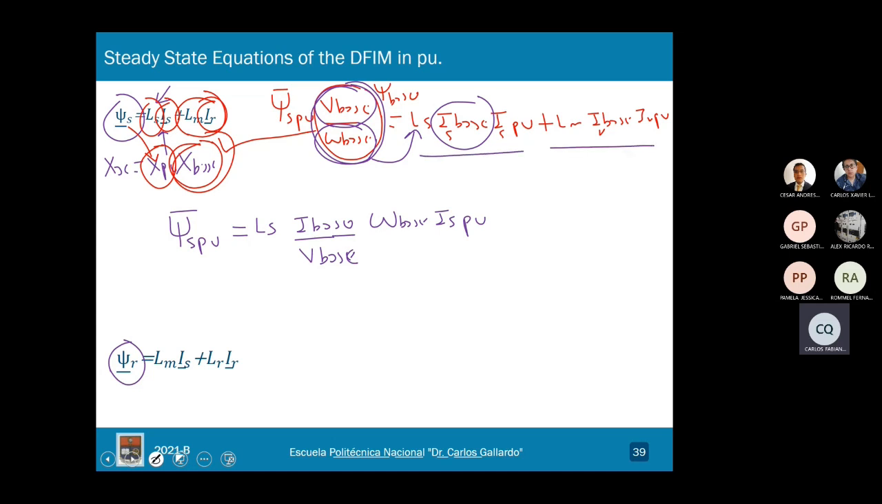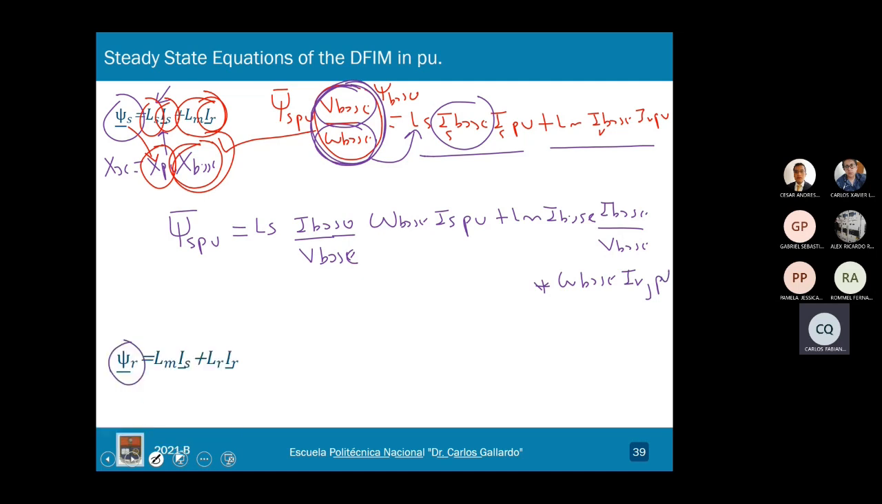What about the second term? So I will have here plus, once again, isolating this term to the right side, the magnetizing inductance. This is the current base over the voltage base, times the angular frequency base, times the per unit value.